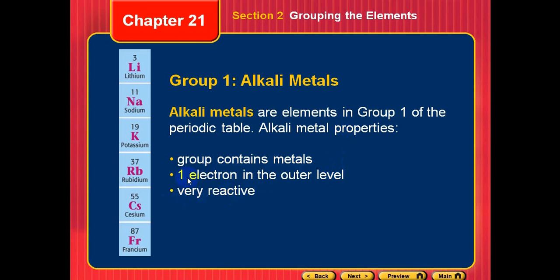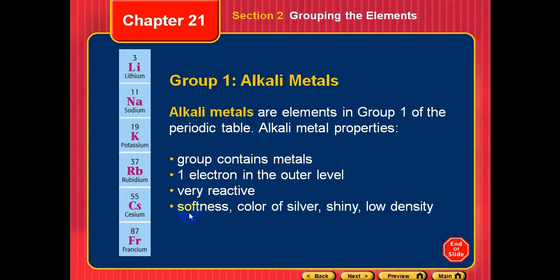So if I ask you why alkali metals are very reactive, the most reactive metals are alkali metals. Why? Because they have 1 electron in the outer level and they can easily give away this electron. They all share the softness, color of silver, shiny, and they all have low density. Why do all of them share these properties? Because all of them have 1 electron in the outer energy level.